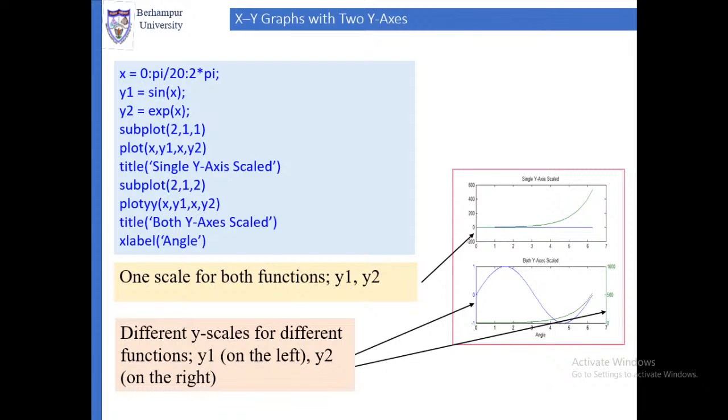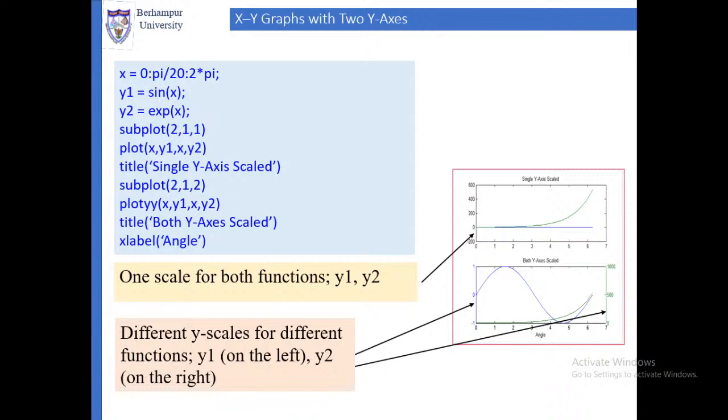So the scales of the axes are different. If you have two different axis scales, then you have to use more than one axis, two axes. One scale for both functions y1 and y2 does not convey proper information. So you have to use different y scales for the different functions, y1 and y2. y1 is on the left, y2 is on the right.